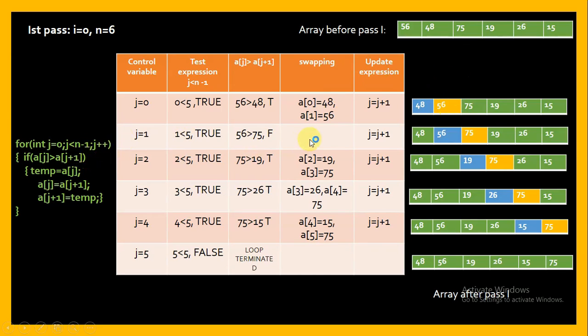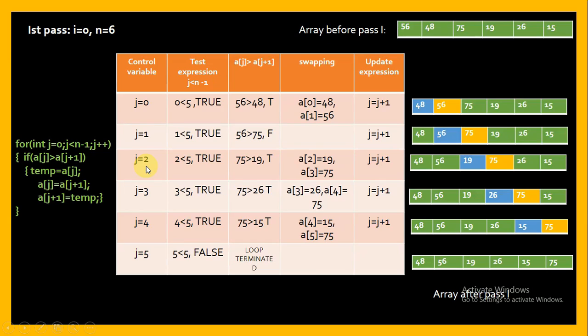Now j will be incremented and j will become 1. Again the condition is true because 1 is less than 5. Now again we will check whether a[j] is greater than a[j+1]. So now a[1] is greater than a[2]. You can see a[1] is 56 now and a[2] is 75. So we'll check, is 56 greater than 75? No, the condition is false. So no swapping will take place and j will simply be incremented by 1.